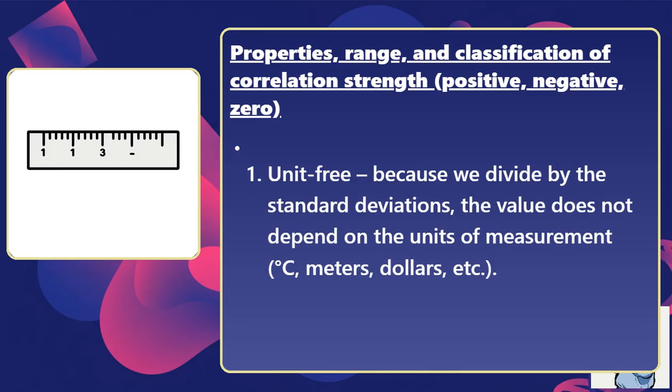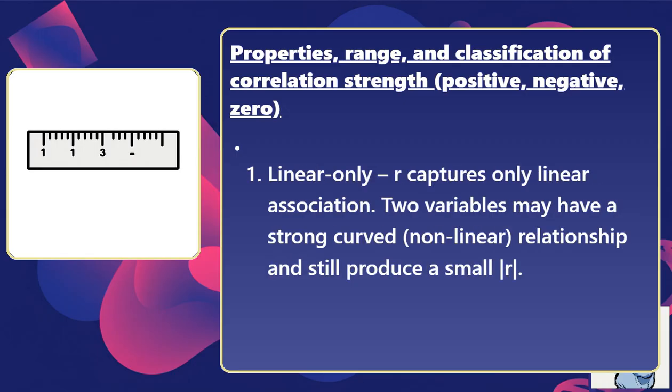3. Unit free: because we divide by the standard deviations, the value does not depend on the units of measurement: degrees Celsius, meters, dollars, etc. 4. Linear only: R captures only linear association. Two variables may have a strong curved non-linear relationship and still produce a small absolute R.